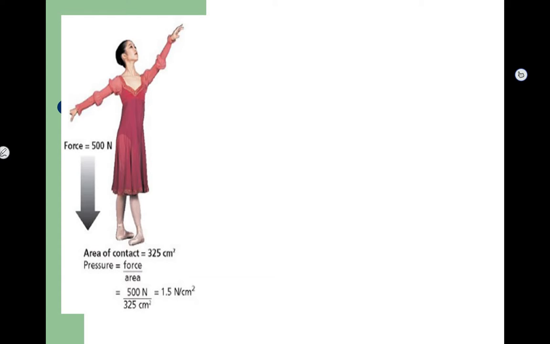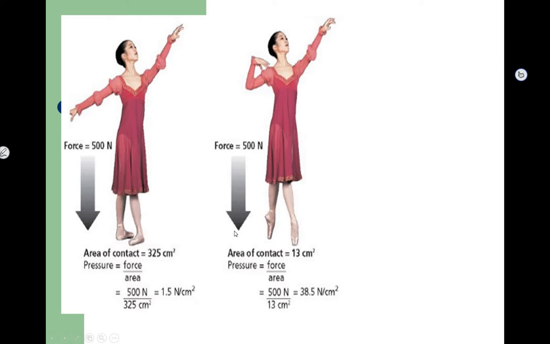So let's look at a ballerina. A ballerina, when she's flat, will exert a force of about 500 newtons in an area of about 325 centimeters squared. If we do force divided by area, we get 1.5 newtons per centimeter squared. If she goes up on toe, the force is still the same, but the area of contact changes. And that changes the pressure. This is why a lot of ballerinas have really bad toes.